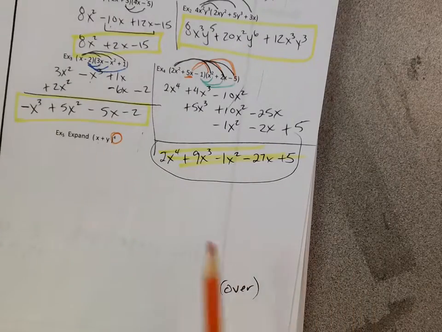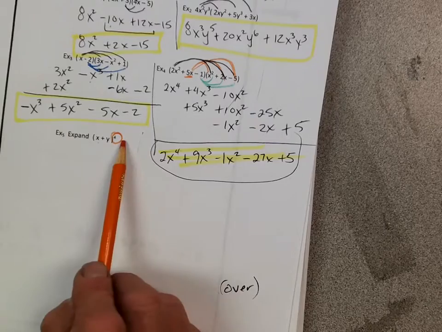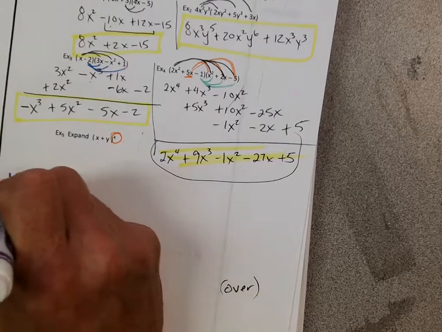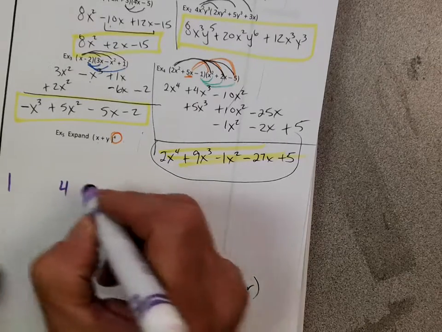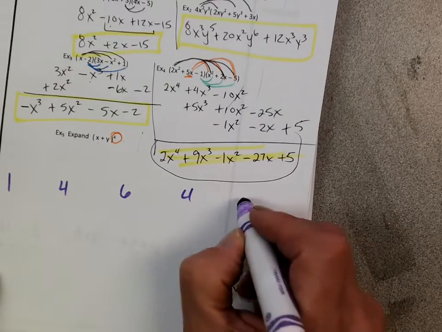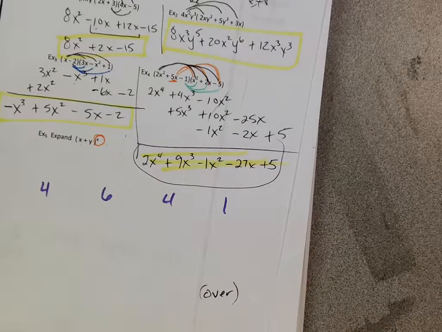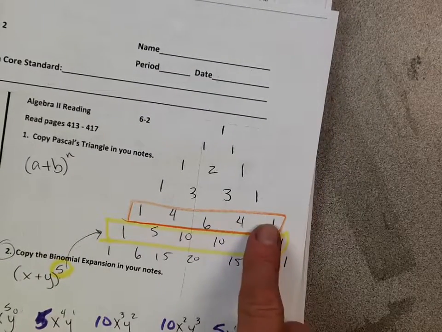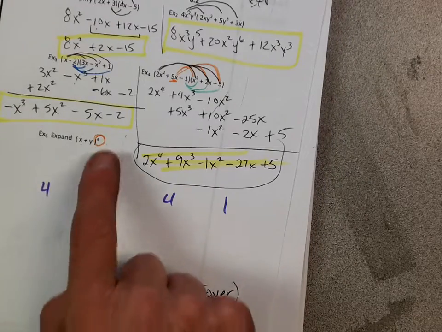So, if I'm going to expand x plus y to the 4th, I need to use my Pascal's triangle. Now, the 4th row are these numbers. I'm going to use my 1, my 4, 6, 4, and 1, okay? And those are the coefficients. Those are the numbers from Pascal's triangle from the 4th row, okay?